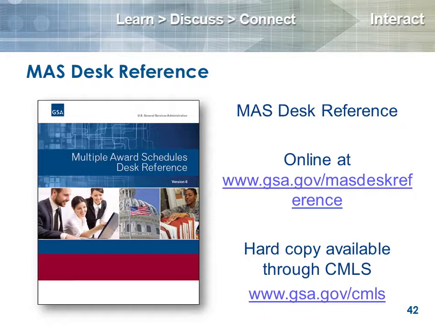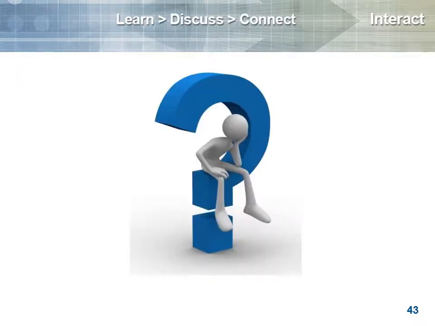There is a document that's known as the Multiple Award Schedules Desk Reference, and that's available for order, if you will, through GSA CMLS in Chicago. The current version that's on the shelf is version 6. Hopefully within the next 60 days, we're going to have version 7 available. And so we always keep the most recent version up on the portal, set up as a flip book, if you will.